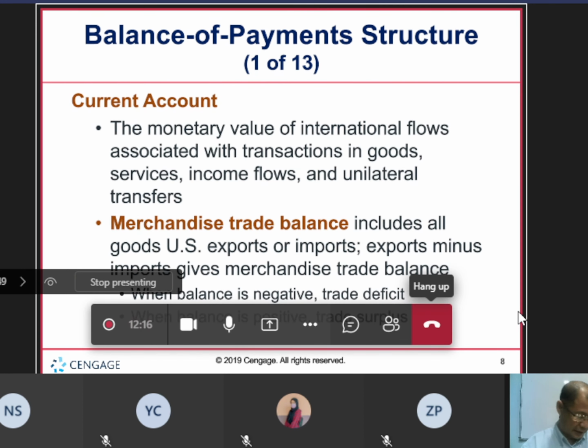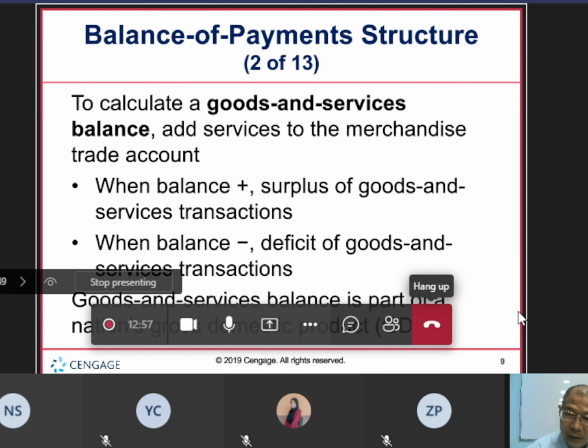The most important part of the balance of payments is the current account. It is the monetary value of international flows associated with transactions in goods and services, income flows, and unilateral transfers. Merchandise trade balance includes all goods, exports and imports; exports minus imports gives the merchandise trade balance. When the balance is negative, it means a trade deficit. When the balance is positive, it is a trade surplus, which means that exports are more than imports. To calculate the goods and services balance, add services to the merchandise trade balance. When the balance is positive, it is a surplus of goods and services transactions. When negative, it is a deficit of goods and services. The goods and services balance is part of the national accounting.